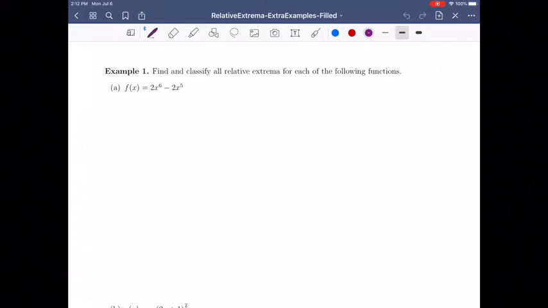f of x is 2x to the 6 minus 2x to the 5. So first of all, let's think of the domain. This is a polynomial, so we know the domain is all real numbers. So all x values are in the domain. So we want to find our critical numbers.